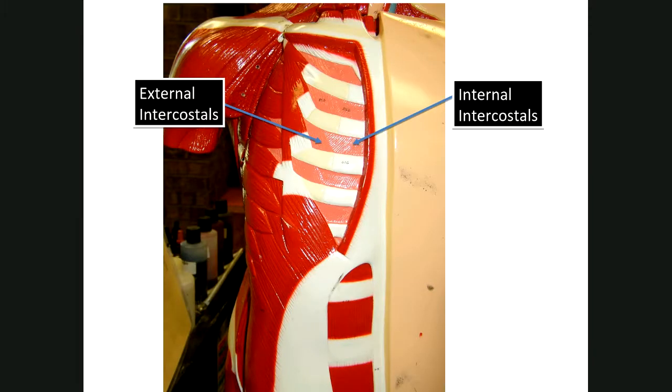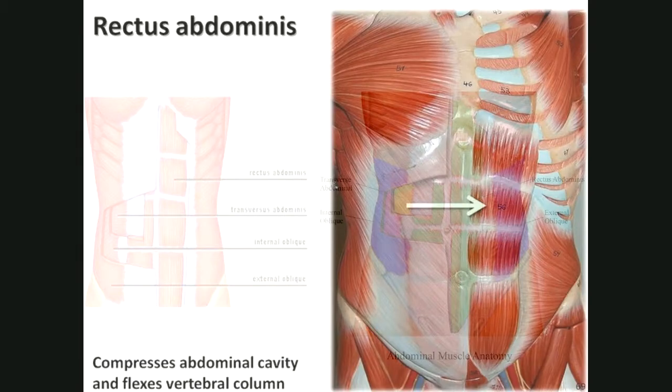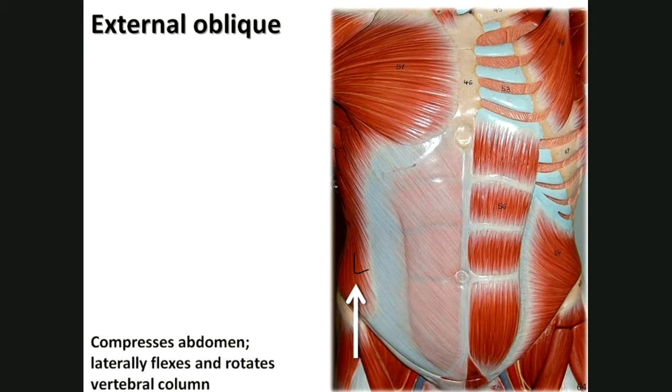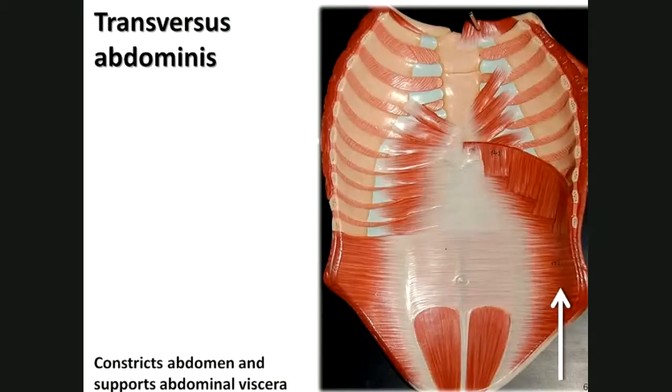And then here are our abdominal muscles, and if you remember from A&P1, there are 4 abdominal muscles. So we have a rectus abdominis, we have 2 obliques, an internal and an external, and we have the transverse abdominis. So if we look at those, here's the rectus. Here is the internal and external oblique. There's the external. And then here is internal. And then here is the transverse abdominis.